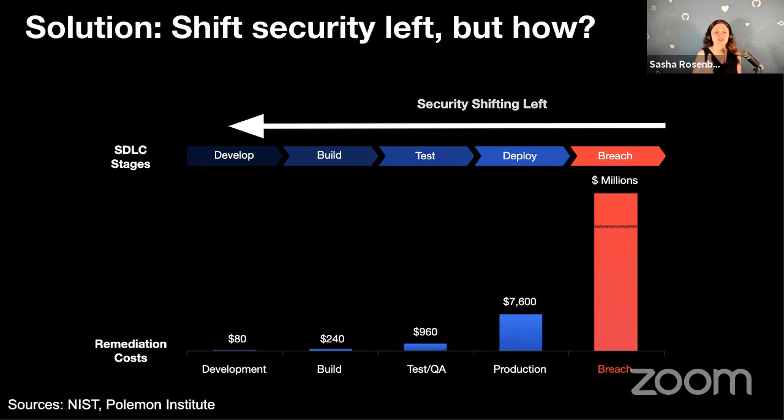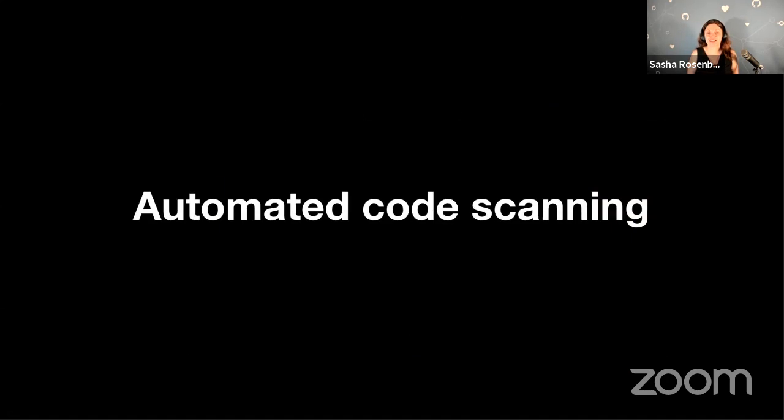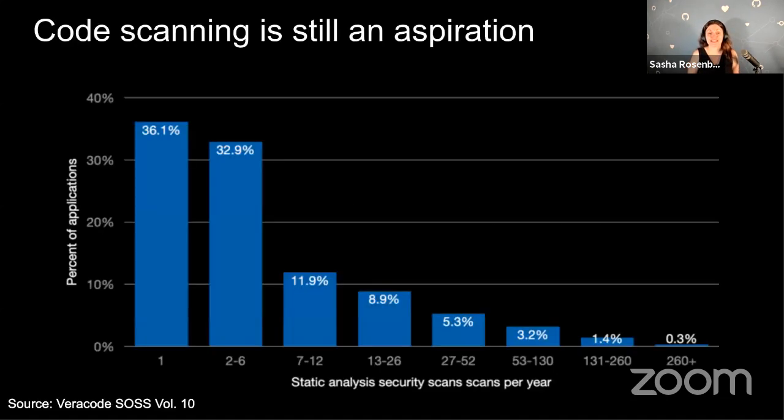But the farther left we go, the cheaper it gets to remediate a security vulnerability. If you remediate during development, it's actually quite easy to do, right? So we want to shift security left, but we haven't really figured out as an industry how to do that. Of course, we say that the answer to that is probably automated scanning, making sure that your code doesn't have vulnerabilities when you push it. But the problem is it's not actually really happening.